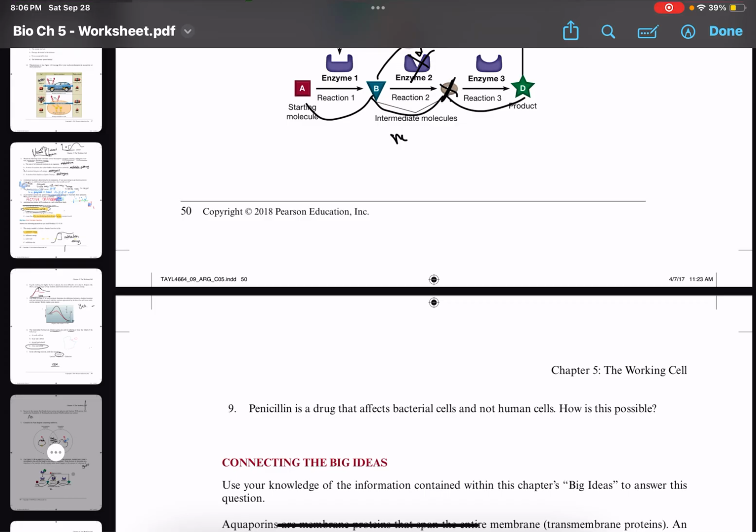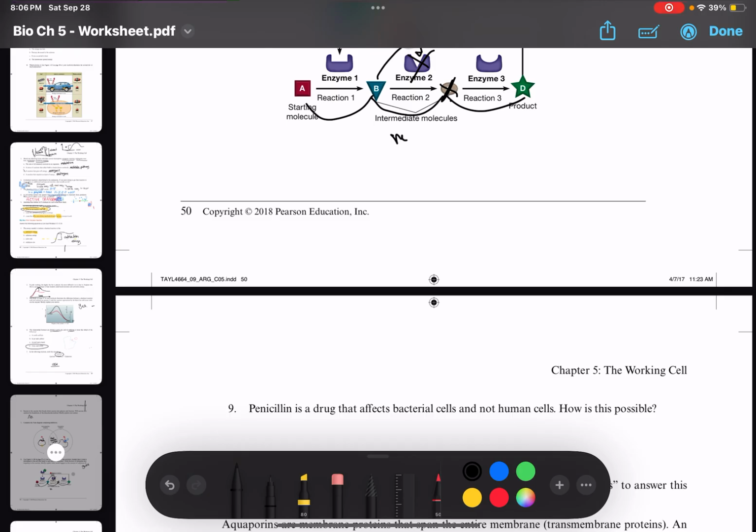Penicillin is a drug that affects bacterial cells and not human cells. How is this possible? Alright, this is a really key question. How does penicillin work? Okay, penicillin works in a multitude of ways, but how does penicillin work? Alright, so penicillin works by bursting the cell wall of bacteria.